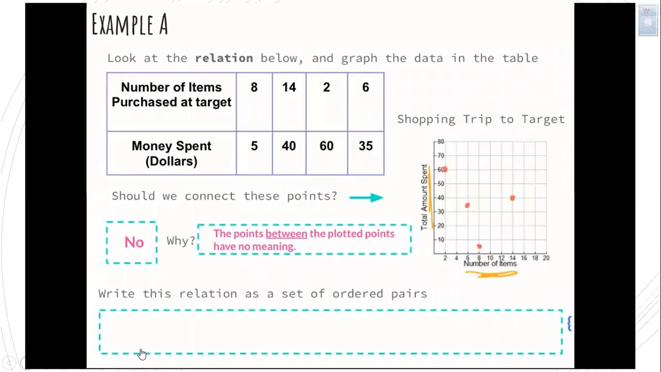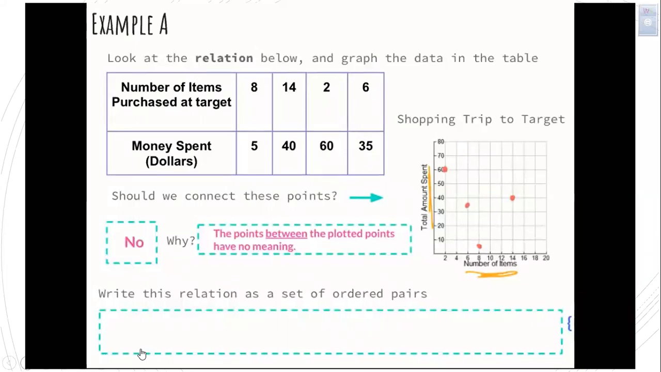Because when you go to Target, depending on what you buy and how many of those things you buy, it changes the price. You can buy 1 really expensive item, or you can buy 17 really cheap items, and that will change the price. So the points in the middle don't really affect one another. They don't matter. Therefore, we're not going to connect our points.